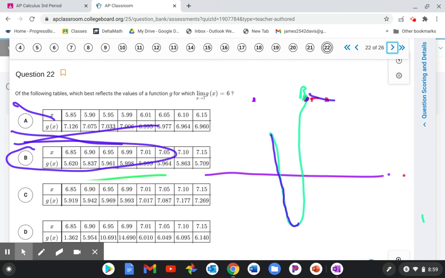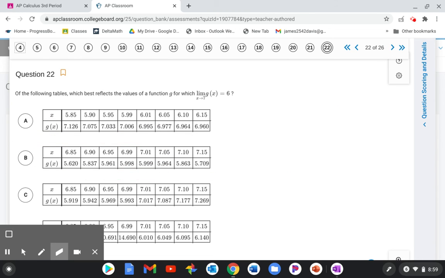Okay, number 22. Of the following tables, which best reflects the values of the function for which the limit as x goes to 7 equals 6. So for this, we're just going to be looking at our table and figuring out the limit based on the table. The x values have to be approaching 7 from both directions.